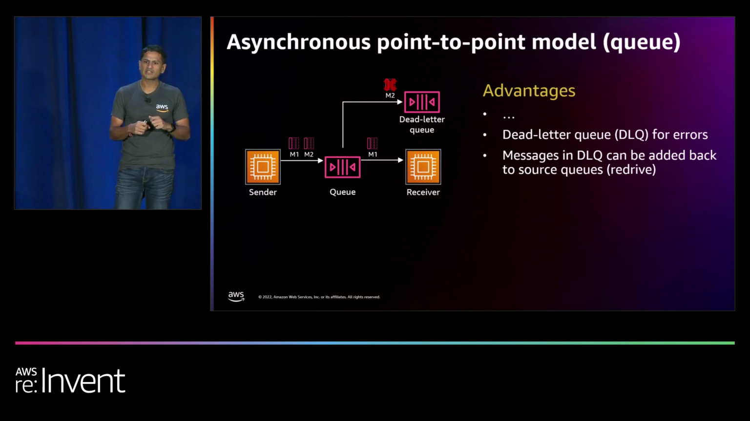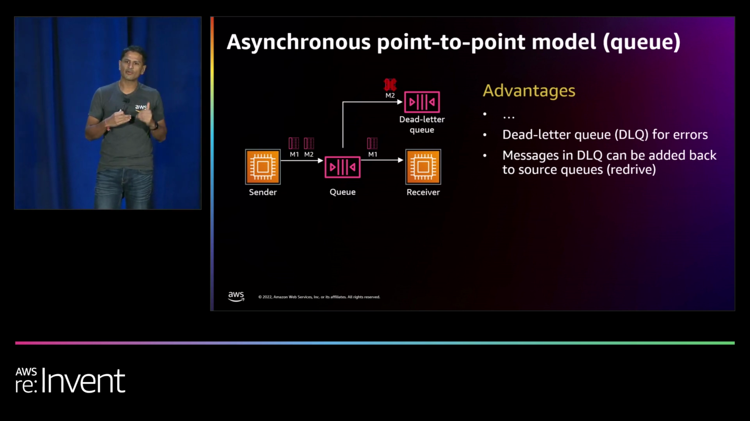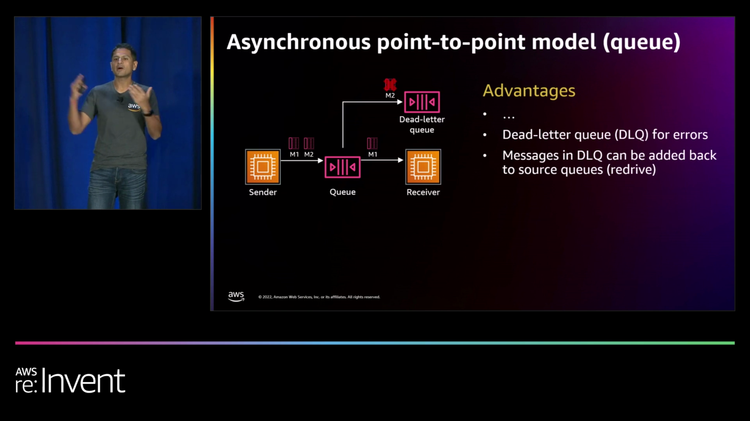From a best practice standpoint, after X number of retries, it's important to park that message because you do not want to burn your CPU cycle on retrying an error message over and over again. So in a queue-based pattern, that's called dead letter queue.